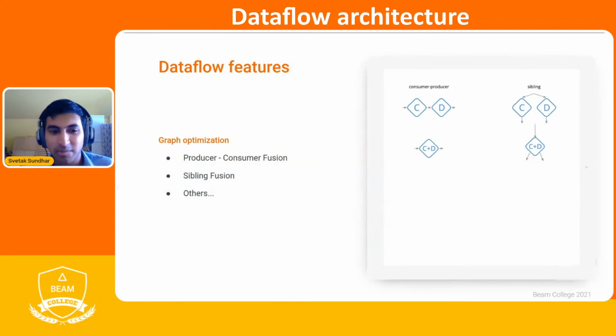So to start with graph optimization, sometimes you have optimizations with how you're running your pipeline. You can have, for example, consumer-producer fusion or sibling fusion. I don't want to get too detailed into these, but you can think of graph optimization like compiler optimization. It's going to be optimized to help you run your Beam pipelines with minimal resources and as timely as possible.